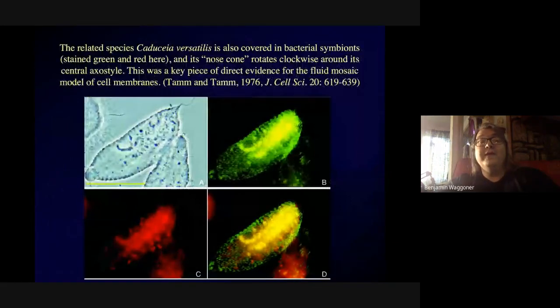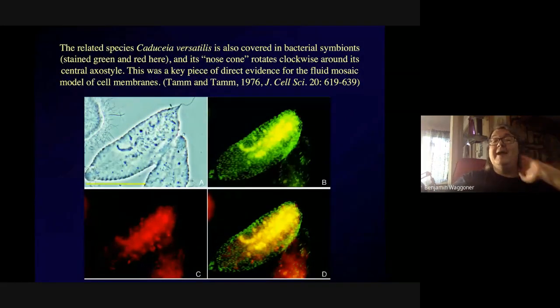This is actually another one that does that trick, Caducea versatilis. At the top left, you're seeing it under phase contrast light microscopy. Over at the top right, you can see it stained fluorescently, and every one of those little green spots that you're seeing in picture B on the top right is a bacterial symbiont that's stuck onto Caducea versatilis that enables it to swim. The cool thing about it is that as it swims, its nose cone actually rotates clockwise.